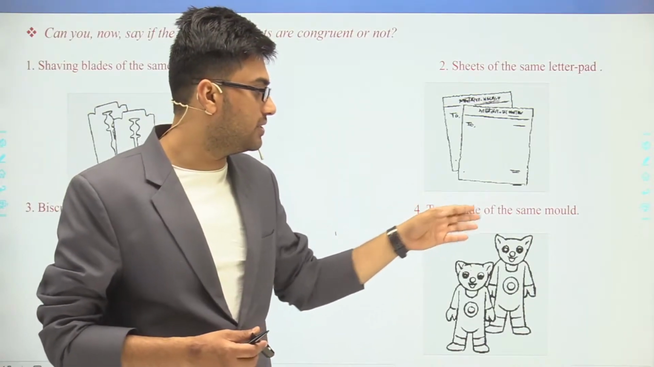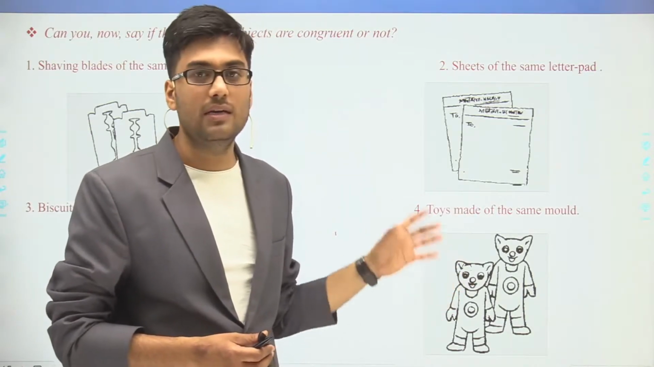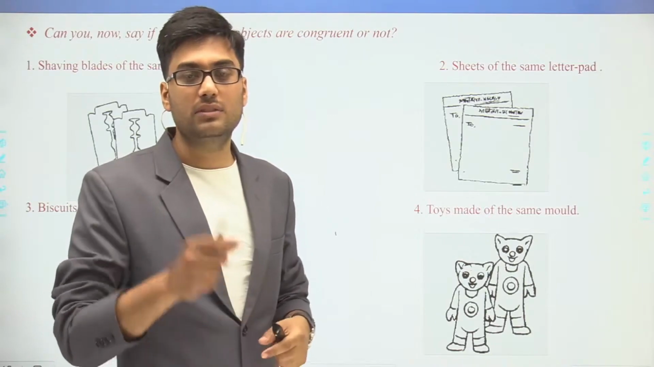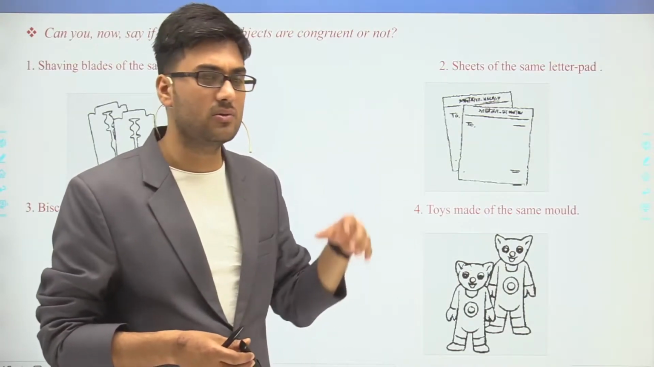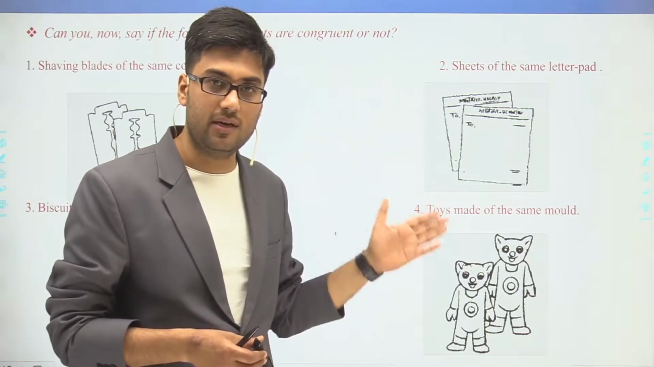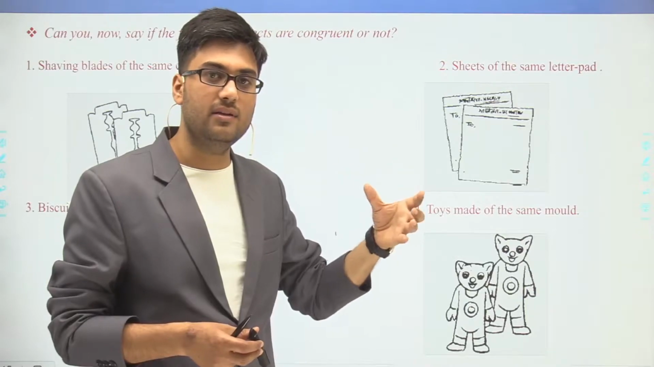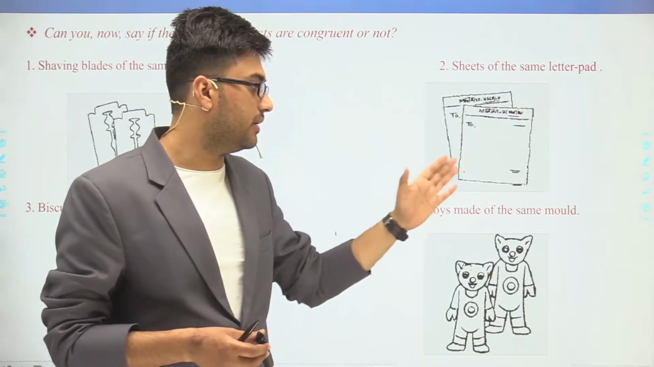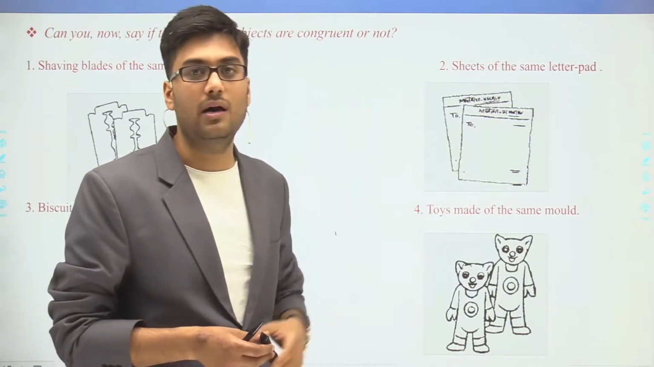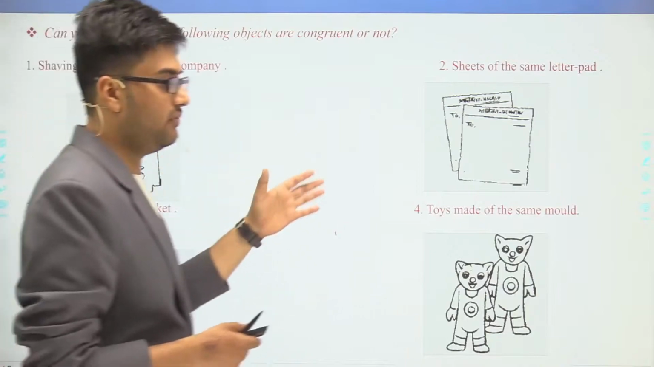Toys made of the same mold. Students, these two toys of the same mold are what? Every two toys of the same mold are congruent because they are the same shape, the same area, the same height, the same width, and the same length. So we can say that the toys made of the same mold are congruent. So students, these are the four examples of congruent figures.